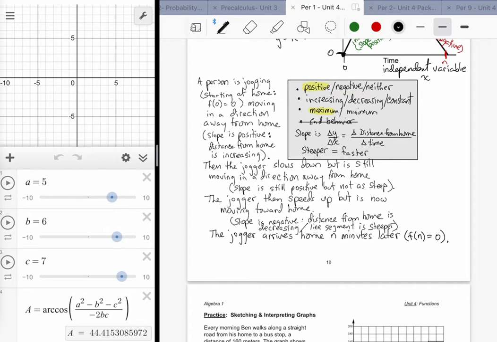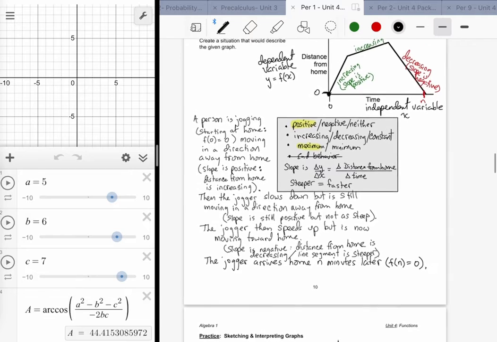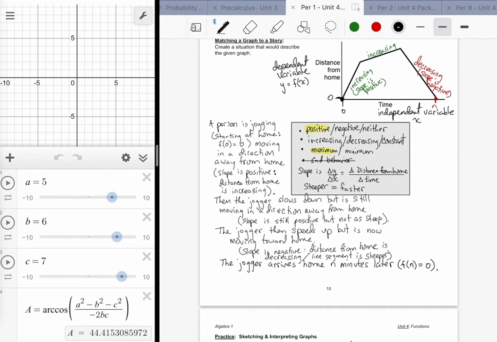So we've addressed positive, well, indirectly, because there was nothing really to address. The whole thing was above the axis. Increasing and decreasing, we've addressed that. Constant was irrelevant, never flatlined anywhere. We haven't talked about maximum, minimum yet. End behavior was irrelevant. The slope had to do with increasing, decreasing. So the only things that we'd have to talk about would be the extreme values.